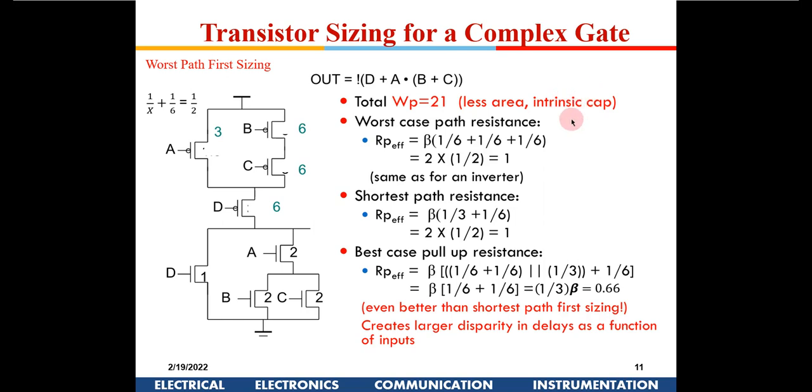Sir, I have a question. Yeah, tell me. Sir, for example, this output, like NOT of D plus A dot B plus C. Let's take the invert of this.